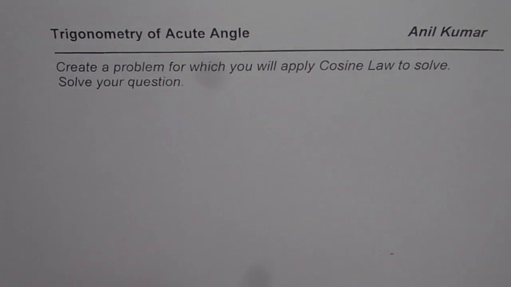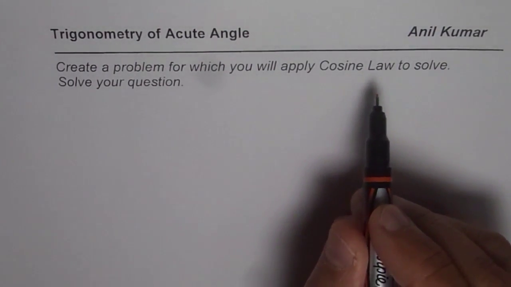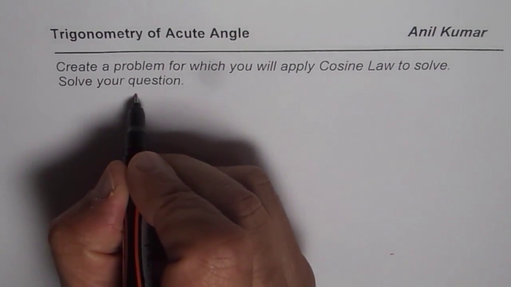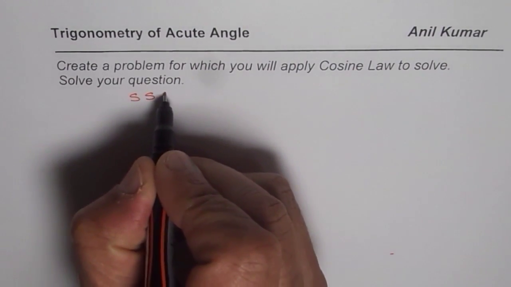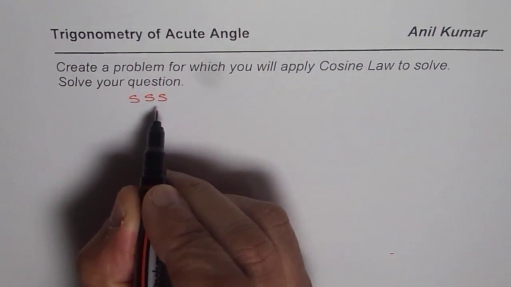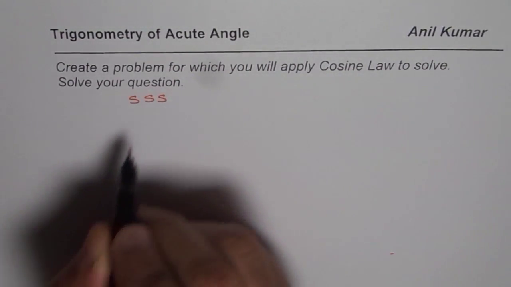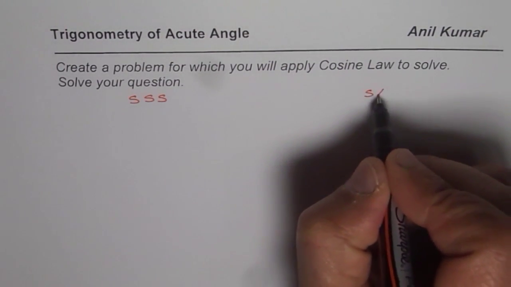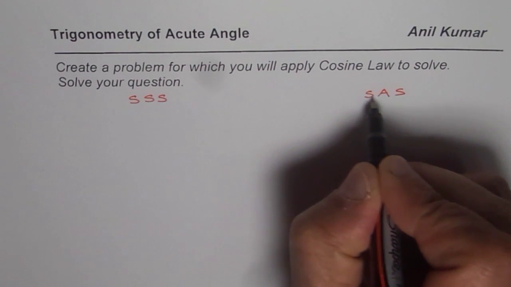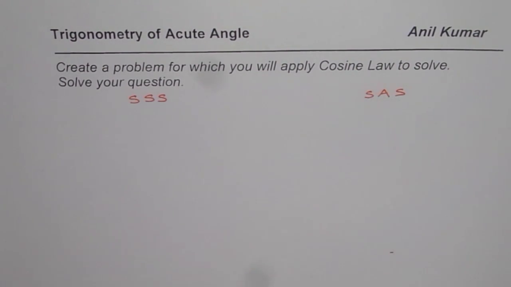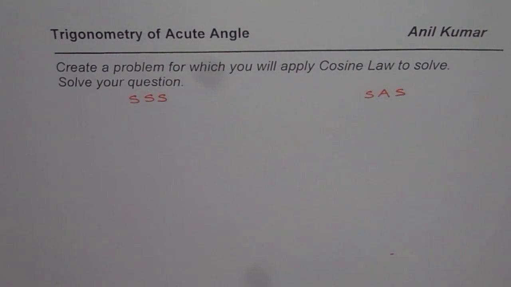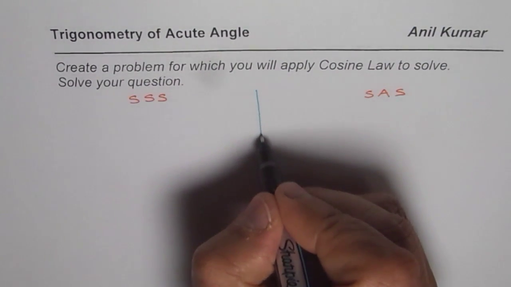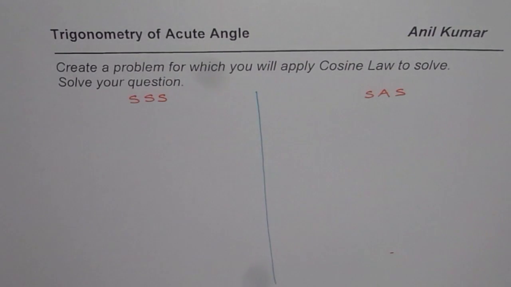Now you should know that cosine law can be applied in two cases. The first case is SSS, when in a given triangle three sides are given to us and we need to solve the triangle. Another case could be SAS, where two sides and the angle in between them are given to us and we need to solve that kind of triangle. So these are the two conditions when we have to solve using cosine law.